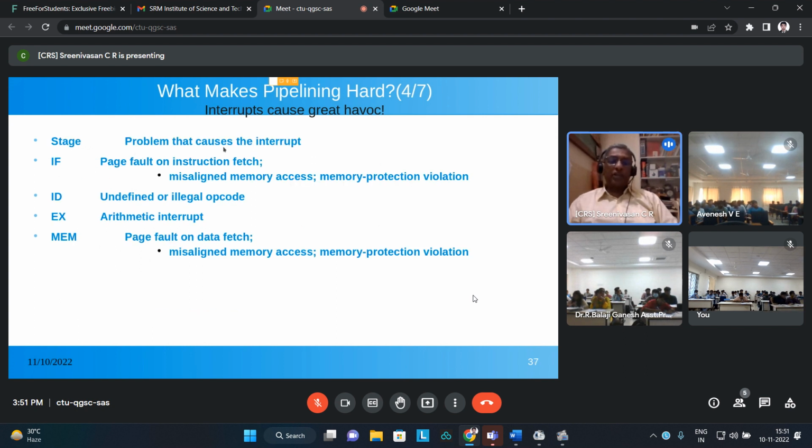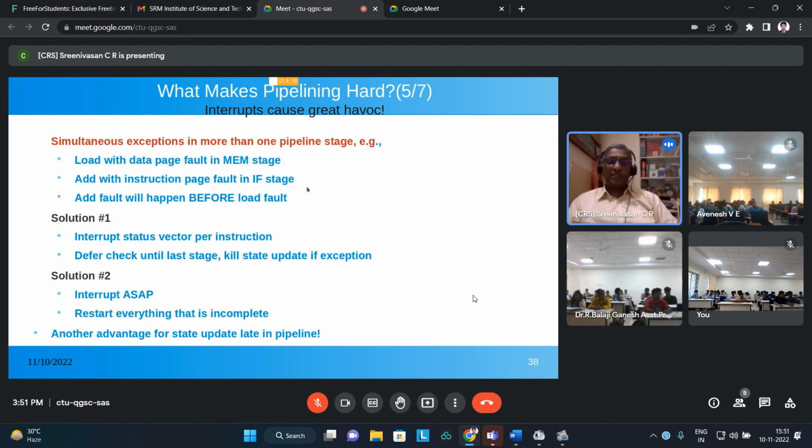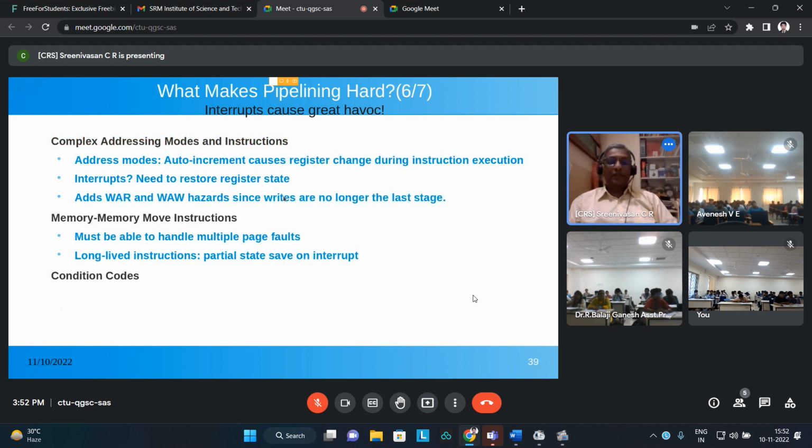And each stage has a different problem that causes an interrupt, whether it's a page fault, an undefined illegal opcode, an arithmetic interrupt, or a memory protection violation. These are the places where you can check some of this. Another one could be an exception in the memory stage, if a fault has occurred before the load that has happened in the pipelining device.